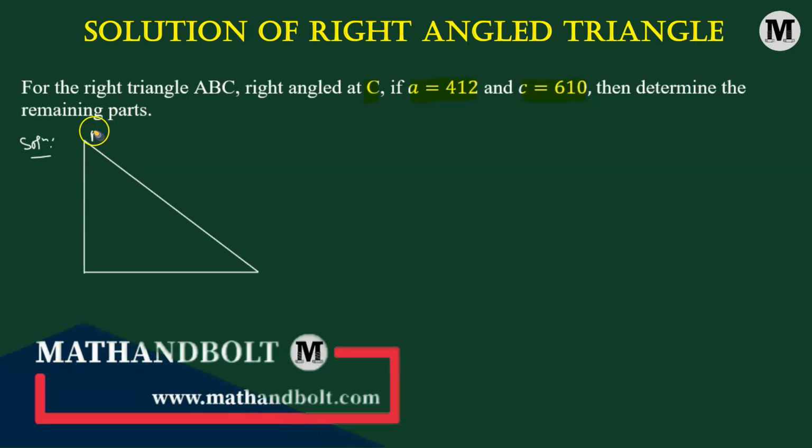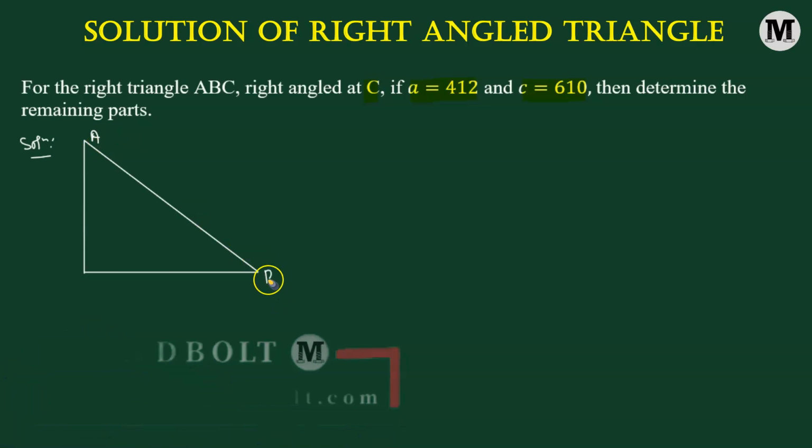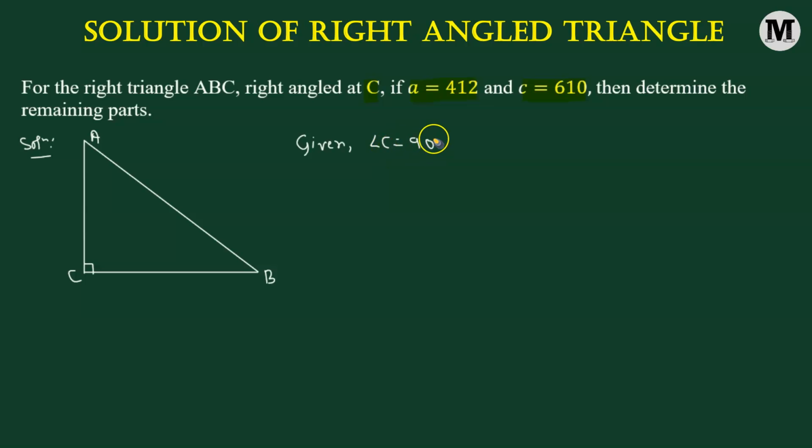So here we have the triangle ABC, which is right angled at C. Now, there are a few parameters that are already being provided to us. It's given here that angle C measures 90 degrees, and then we have a equals 412. Here a is simply going to be the side that is opposite to angle A, which means CB, that is the measure a, and it is given here that it is 412 units.